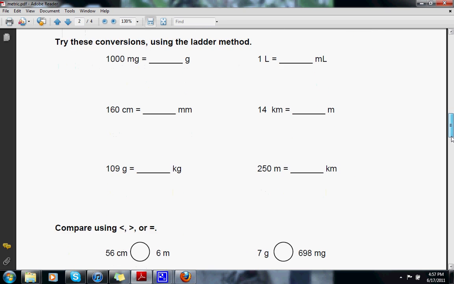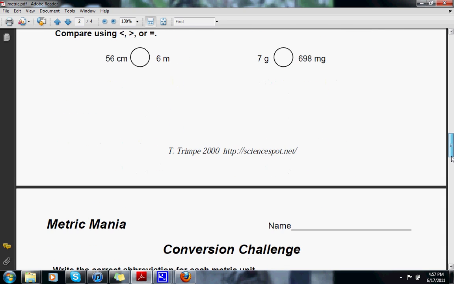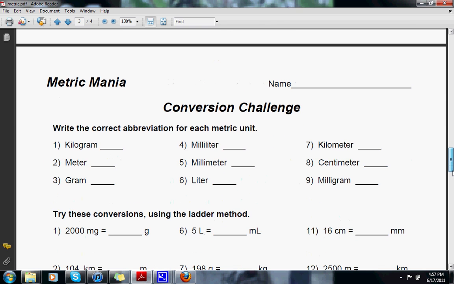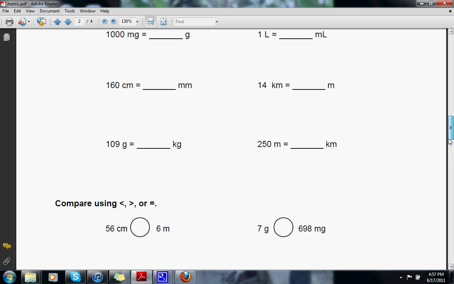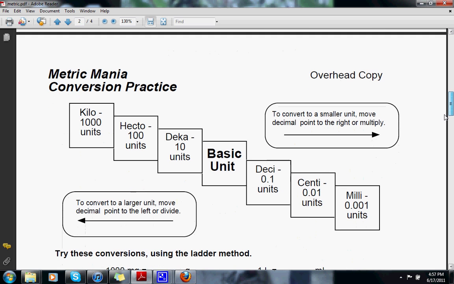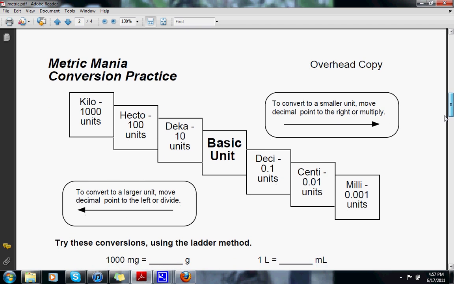Why don't you go ahead and try the rest of these problems that you have, and I would even try to go a little further here, and I'll have that worksheet for you as well, and then we'll go over the answers in class together so we can talk about those.